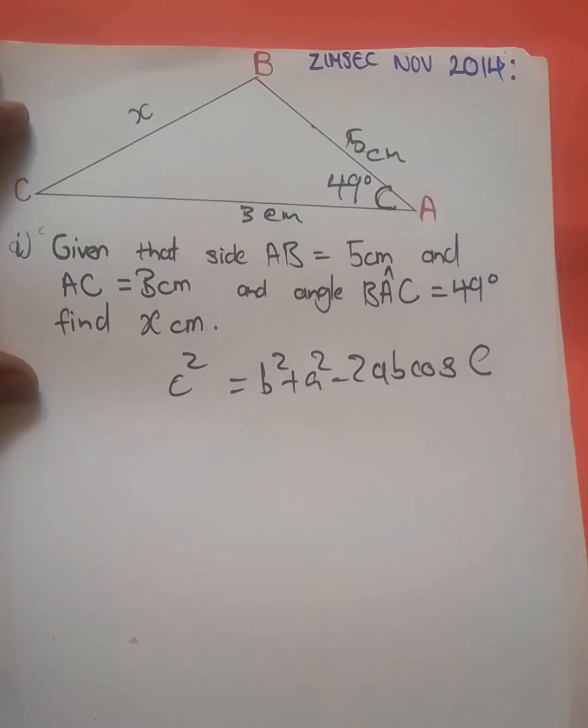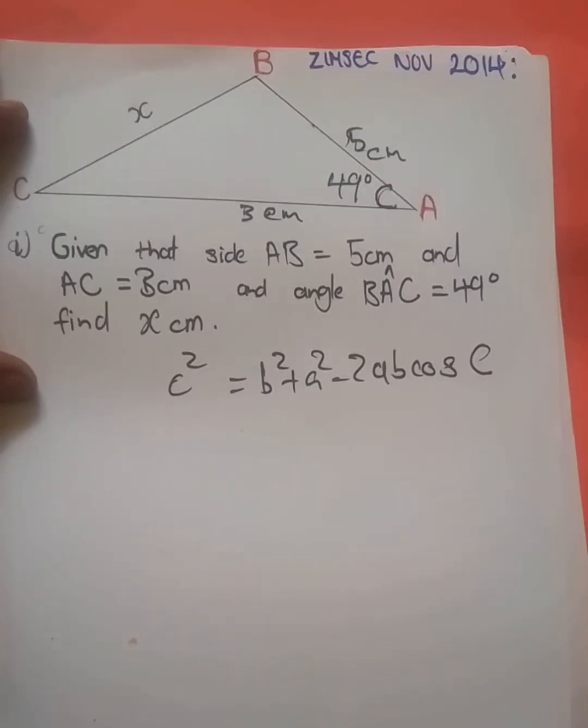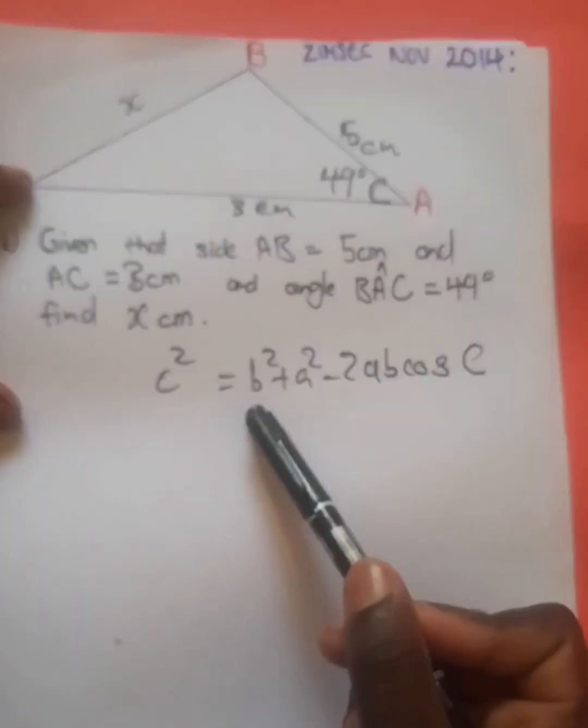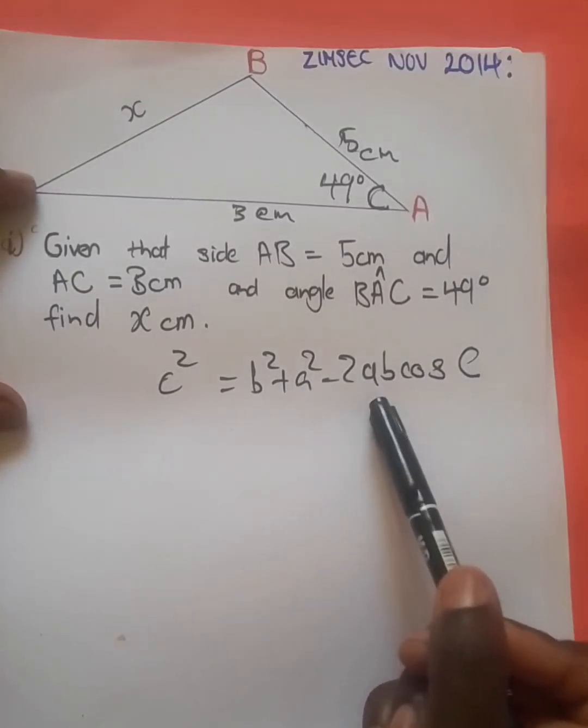Now I want you to get this. The cosine rule only works with certain angles, right? What do I mean by that? So this is the cosine rule. The cosine rule says that c squared is equal to b squared plus a squared minus 2ab cos c.